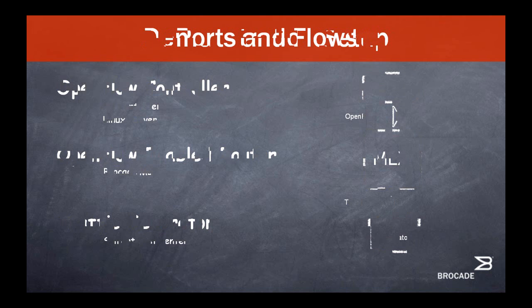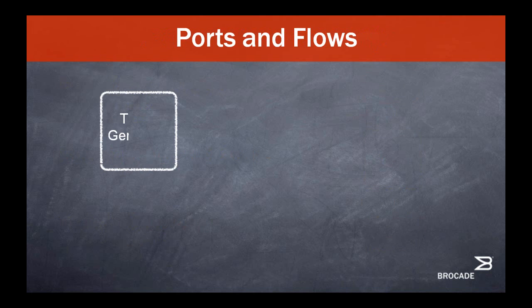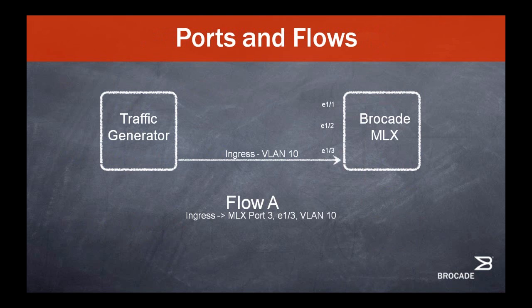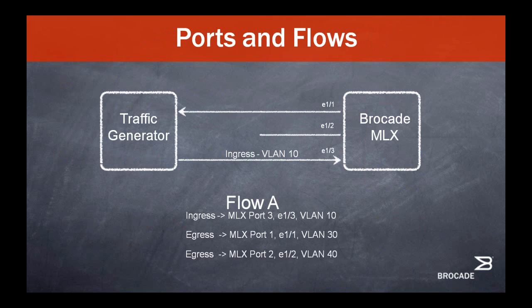Let's look at the ports and flows. We have a flow A between traffic generator and Brocade MLX. 10 gig traffic comes on ingress port 1x3 on MLX with tagged VLAN 10, which then gets replicated on egress ports 1x1 and 1x2, also changing the VLANs to VLAN 30 and VLAN 40 respectively.